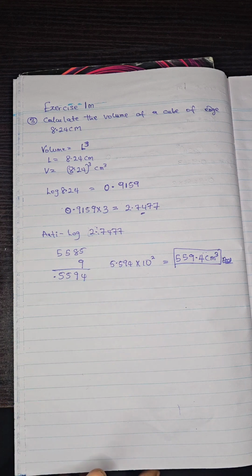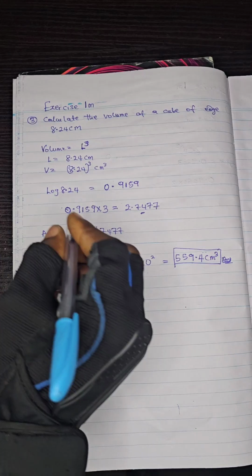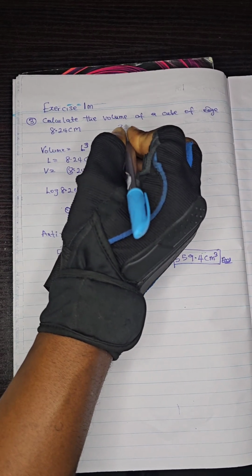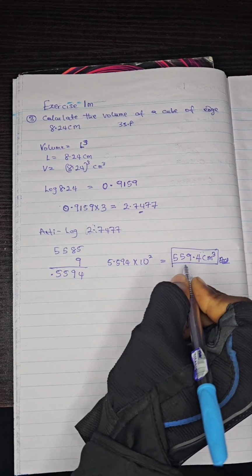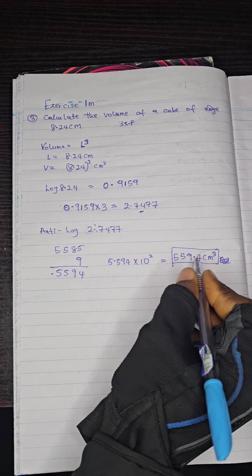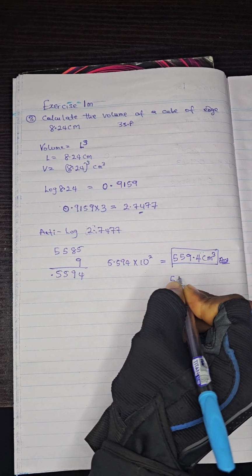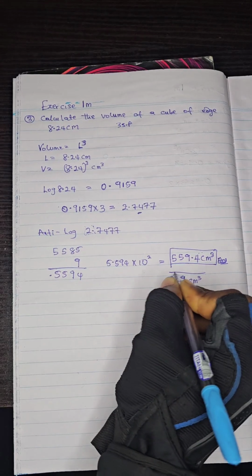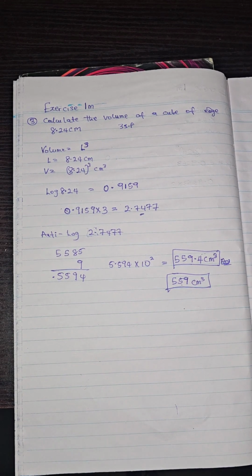So let's solve one more example. I think I missed something here. From the question, we have been told to give our answer to 3 significant figures. So changing this to 3 significant figures is 1, 2, 3. The next one is not up to 5, so we'll leave it. It will be 559 cm cube. This is your answer. So let's solve the next question.